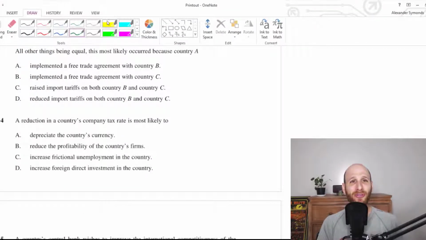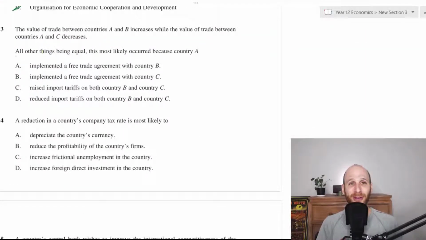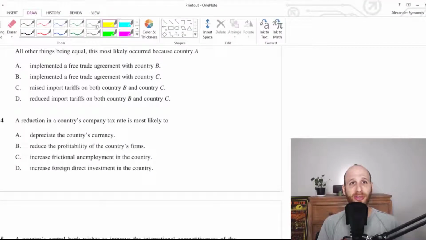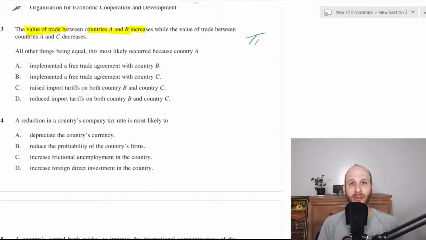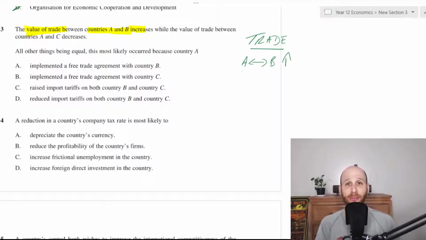Okay, question 3 took me a little bit of time to try and work out. So it says the value of trade between countries A and B increases. So what I might do is stop my thinking there and say, okay, trade between countries A and B is increasing. And then it says, while the value of trade between countries A and C decreases. All other things being equal, which these questions love to say, this most likely occurred because country A.